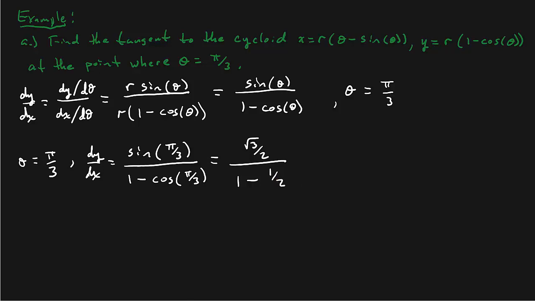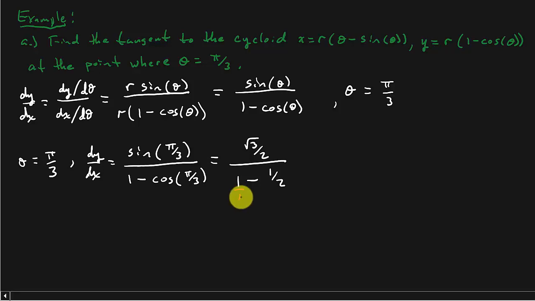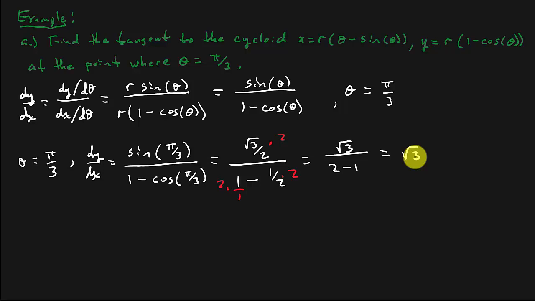Now let's simplify this thing. Remember back in algebra how you can simplify complex fractions? Look at everything as a fraction. I'm going to multiply everything by the common denominator, and that gives me square root of 3 over 2 minus 1, which is just square root of 3. That is the slope of our line.